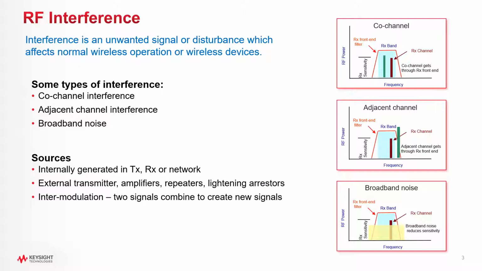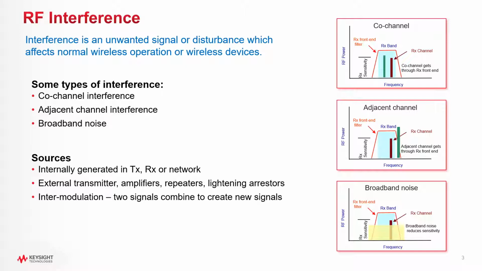Some sources of interference. So one source can be internally generated. Something about your system or your network is creating problems. Something's broken or something's not working the way you expected. And so that is internally generated interference. Typically that is a network type of a problem where your whole network is interfering with itself.